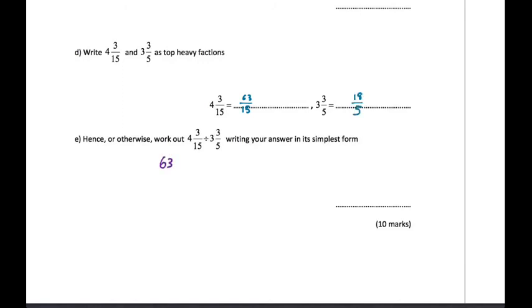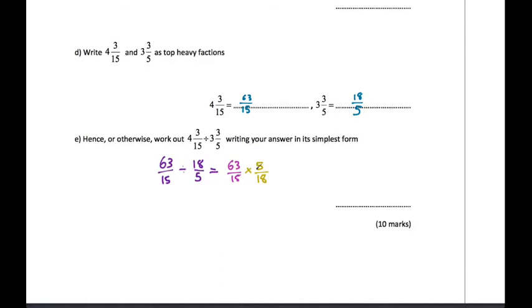Now, when we divide fractions, we turn them into top-heavy first, and you've already done that in the previous part. When you divide by a fraction, you will kiss and flip, as we've talked about, so it's going to be 63/15 times by 5/18. At this stage, I would highly recommend cross-cancelling.